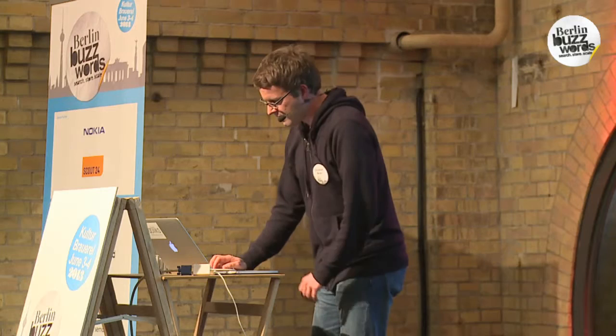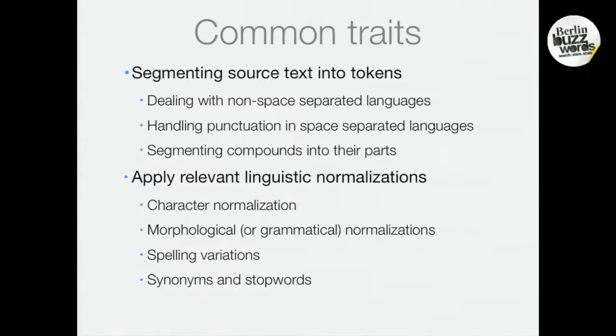So even though these languages are very different, there are some common traits. We need to take source text and segment that text into tokens. We need to deal with non-space-separated languages and also space-separated languages, and we need to handle punctuation in both. And with German and other European languages, we have issues with compound nouns, like this Landeshauptstadt, which should be dealt with. To do that, we usually apply some linguistic normalization. We can normalize characters, we can apply morphological normalization, spelling variation, synonyms, stop words, and so on.